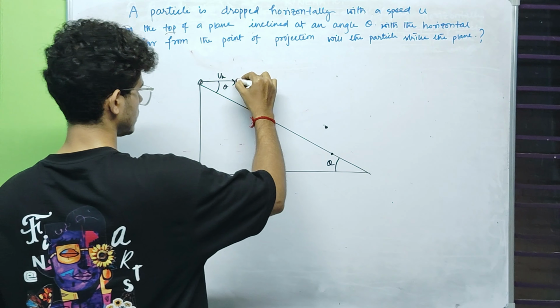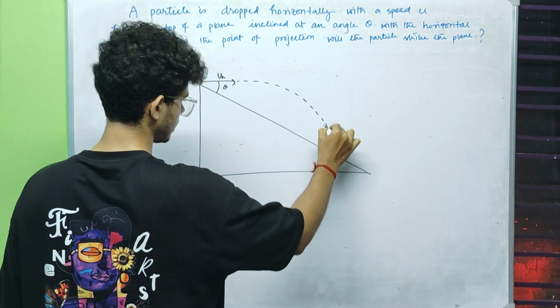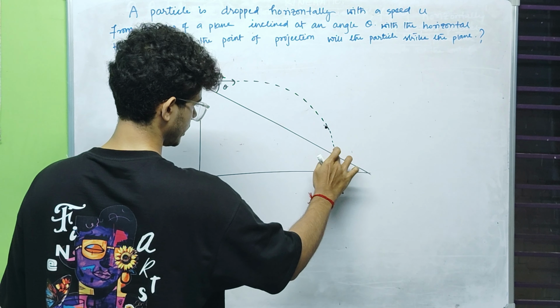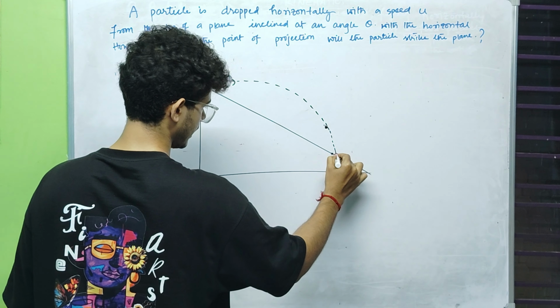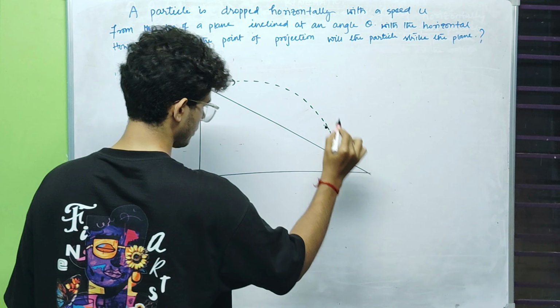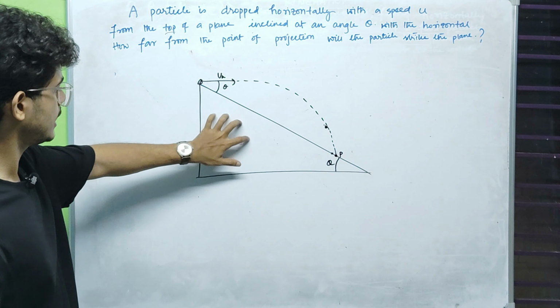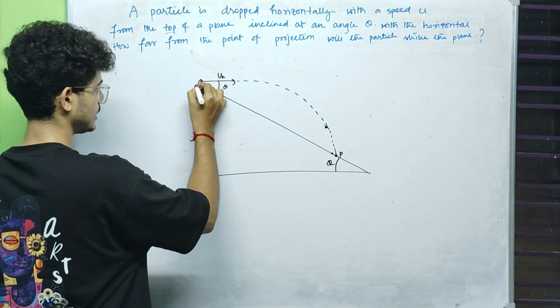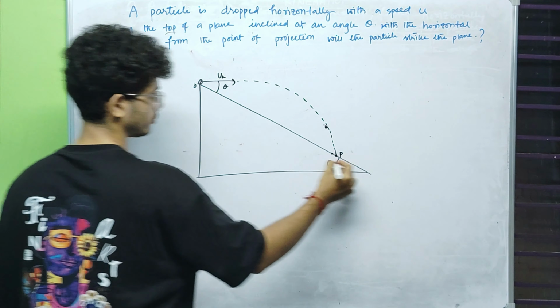So let's say the particle is projected with u and it is striking the plane at this point. Let's say P. Let's say this is O. We have to find OP.